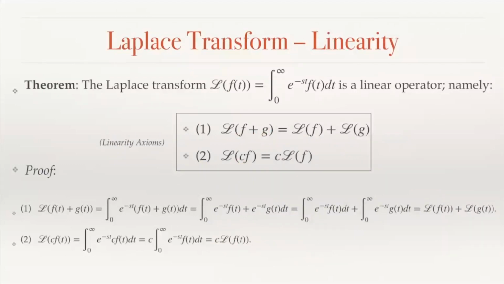So for example, the Laplace transform of f plus g, we plug that into the definition of the Laplace transform, e to the negative st times f plus g. We can separate that into the integral of a sum, which is the sum of the integrals, and each of these individual integrals is the Laplace transform of the corresponding function. And similarly, we can pull a constant out of an integral, and thus we can pull a constant out of the Laplace transform.